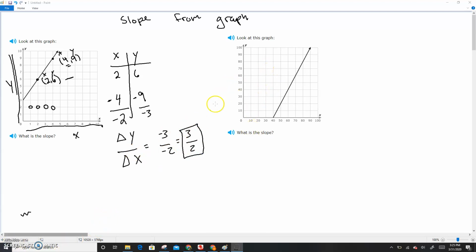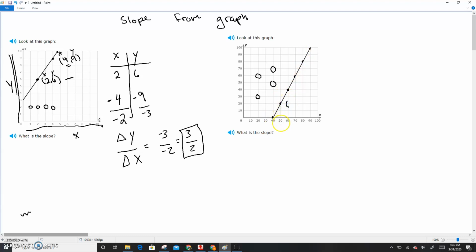So let's try one more example here before I turn you loose. We've got this line here, and again, we're looking for where the line crosses these intersecting grid lines. So I see a point here, and I see a point here. There's also one here, here, and here. But let's stick with these two.